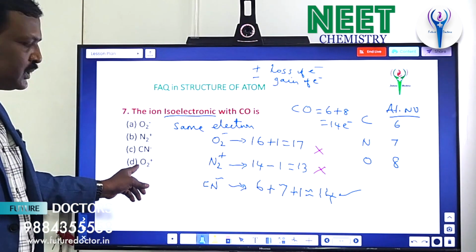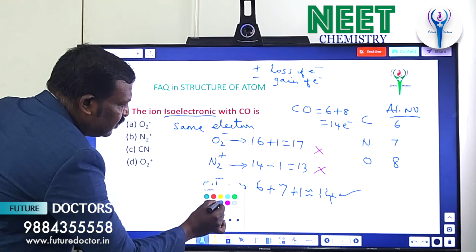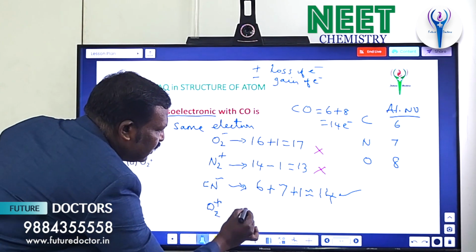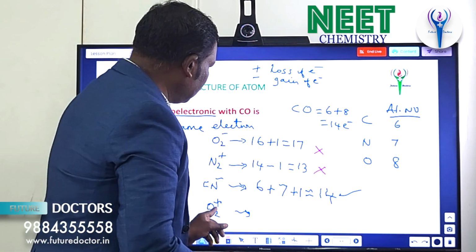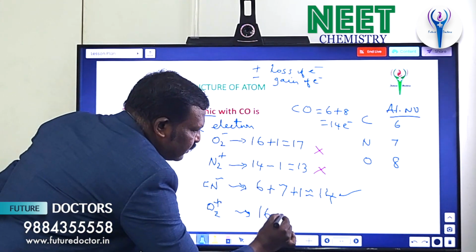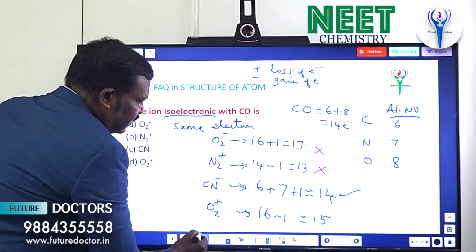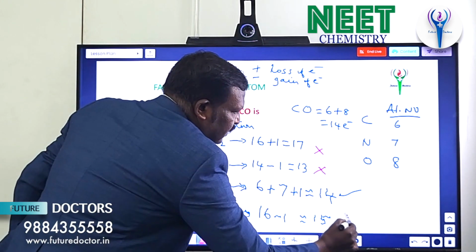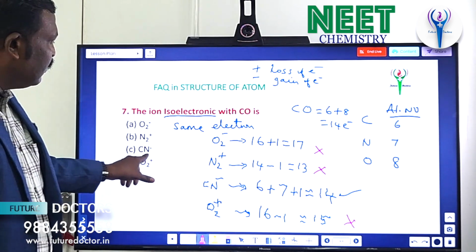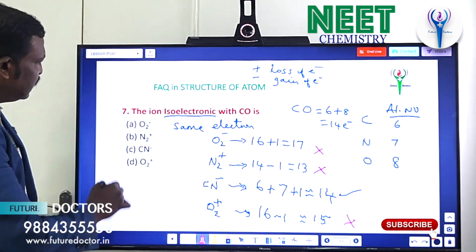So one more option is also present. That also we have to verify. Okay. Now see O2 plus. O2 plus means here 1 O is 8, 2 O, no? Here 2 O means what? 16. Plus, so minus 1. So totally we have 15 electrons. This also does not match, no? Okay, so among the four species, CN minus only we have 14 electrons. CO also having what? 14 electrons. Understood? So then only option C is the correct one.